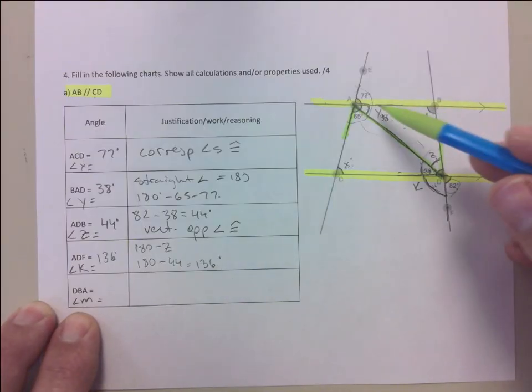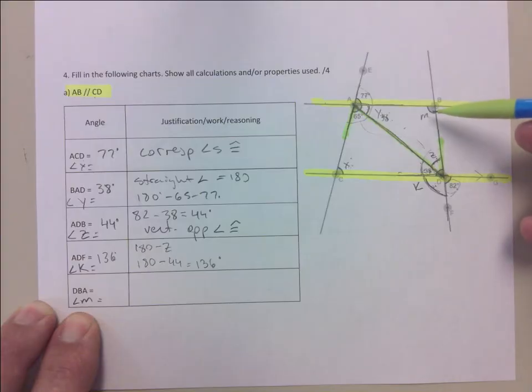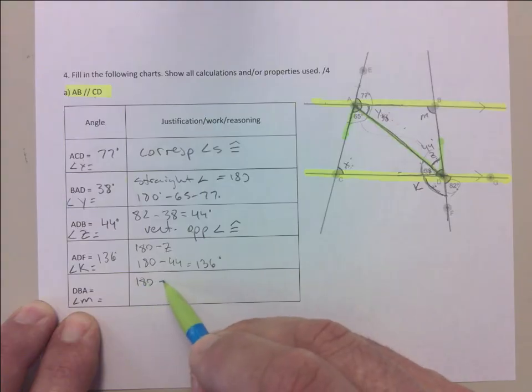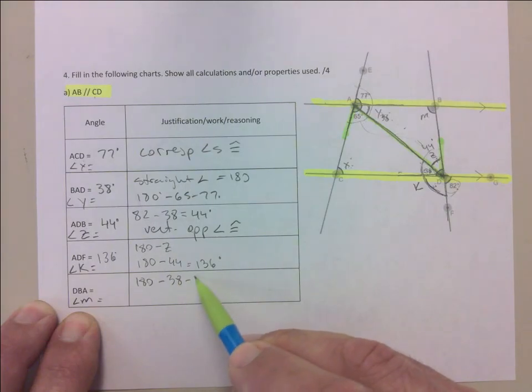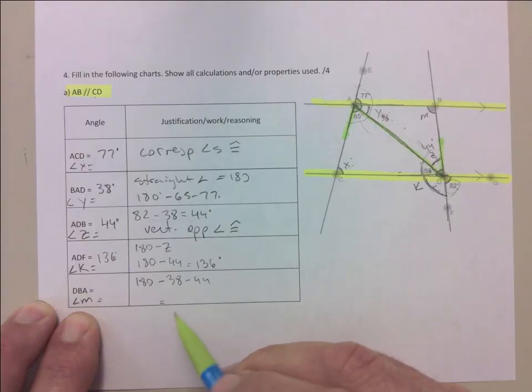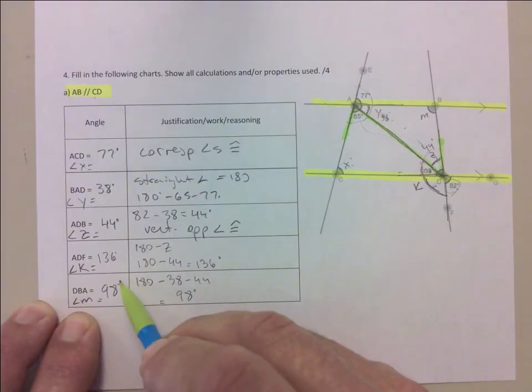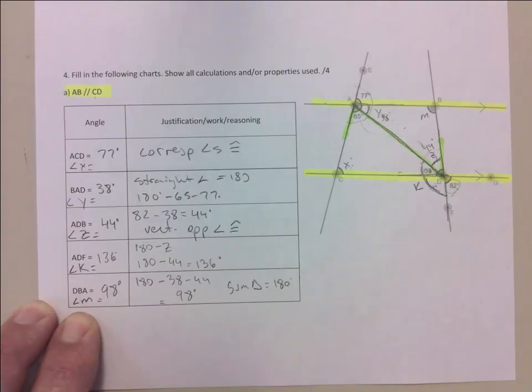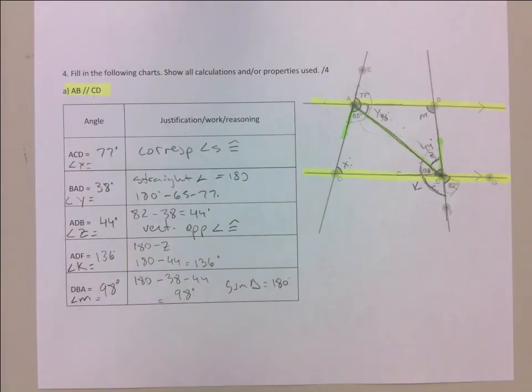M, what can we use there? We can also use sum of triangle now, because we do know what Z is. Z is 44. So why don't we use that? 180 minus 38 minus 44. That is 98. I use sum of triangle. So yeah, that's how you do it.